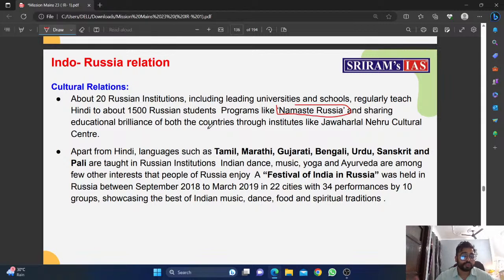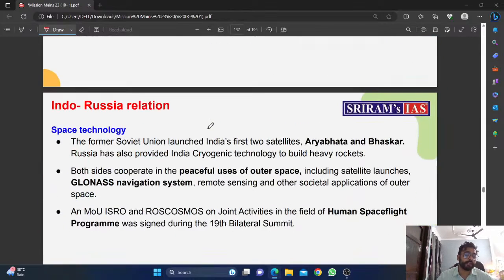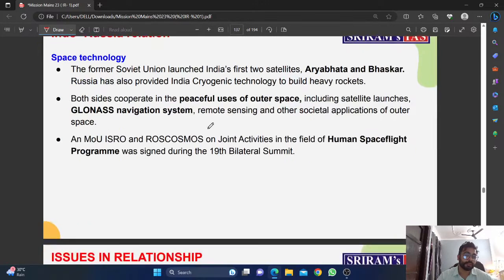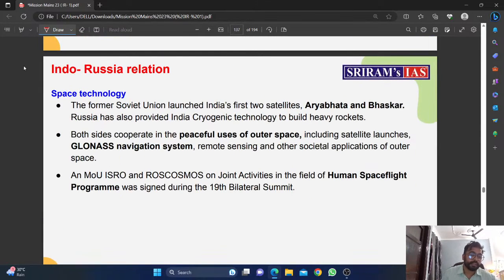There is also one festival which is celebrated in Russia, the Festival of India in Russia. They celebrate this every year, where the people can enjoy Indian music, dance, food, spiritual traditions, etc. Then, guys, in terms of space technology, what kind of relation do we have with Russia? They were the first who helped us with our two satellites, Aryabhatta and Bhaskara.